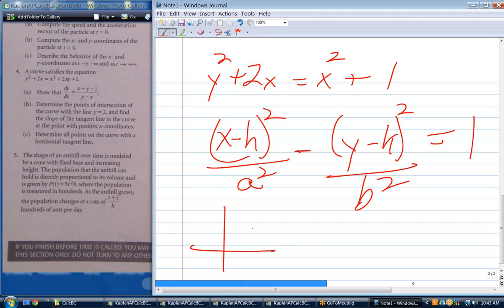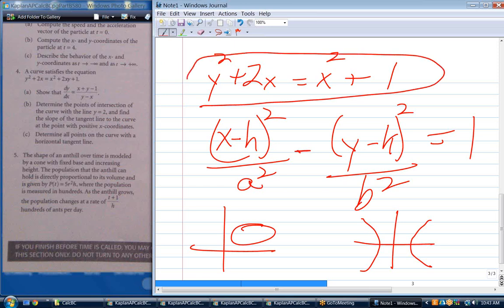Okay? An ellipse is like this. A hyperbola is like that. Okay? So this would be the equation of a hyperbola.